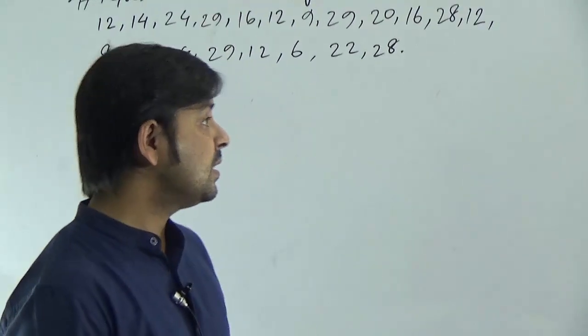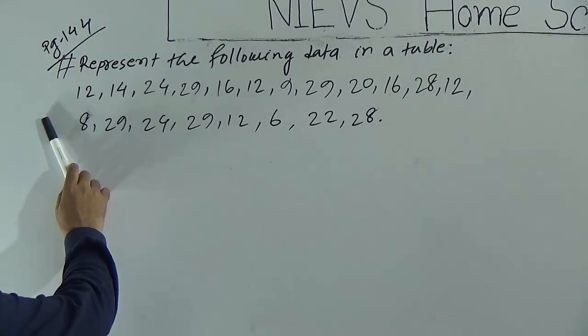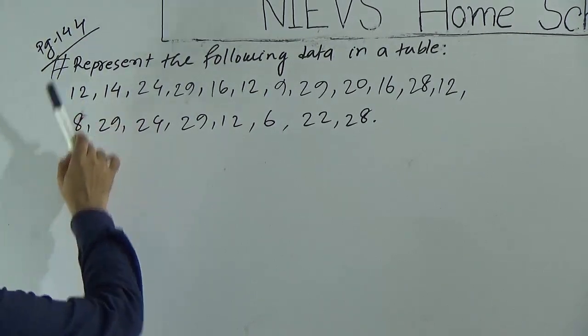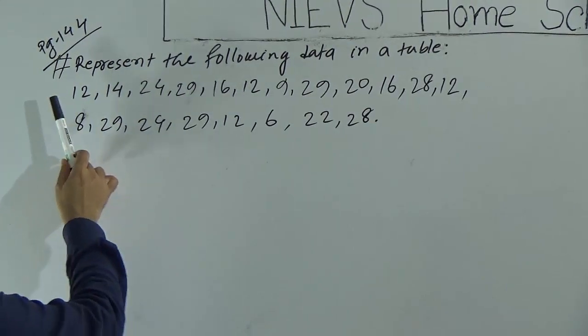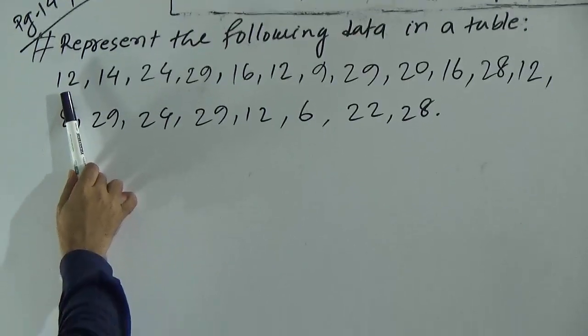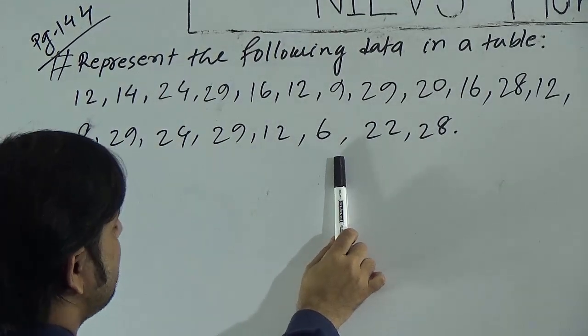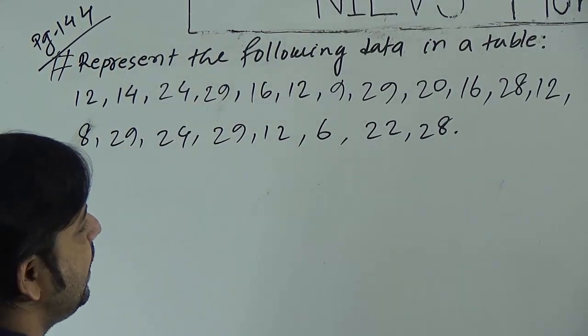Okay, dear students, see the question here from page 144 of your elementary mathematics book. I have taken a data here. There are 20 numbers given here. I have to present these 20 numbers in a table.